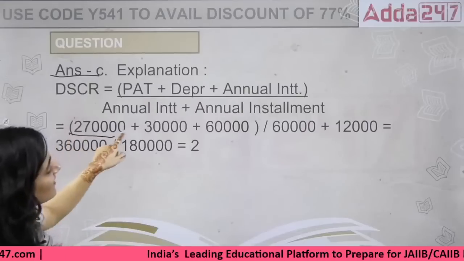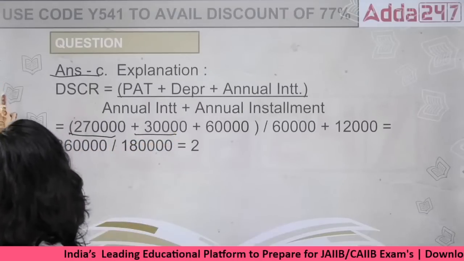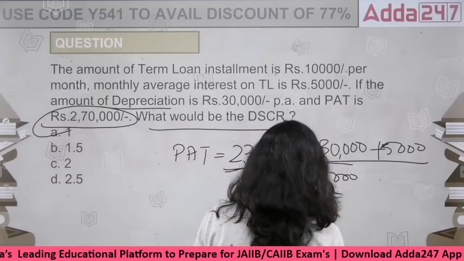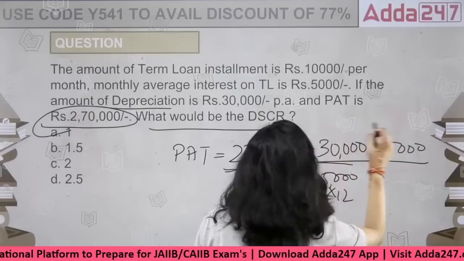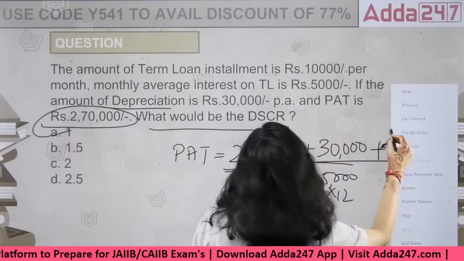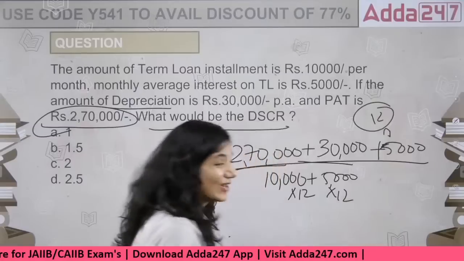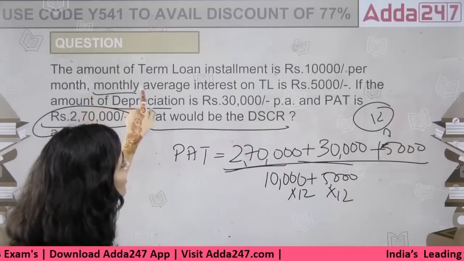It's going to be 2,70,000 plus 30,000, plus the interest. Oh, there's one more thing. This is per month, na? So if it is per month, then we multiply it by 12. Monthly average is 5,000, then multiply it by 12. Why am I multiplying it by 12? Just because it is based upon the monthly averages.